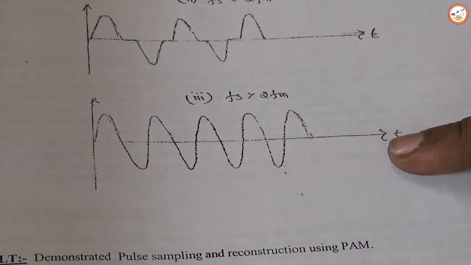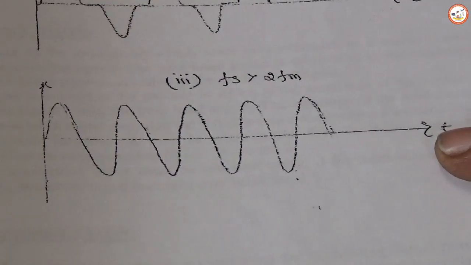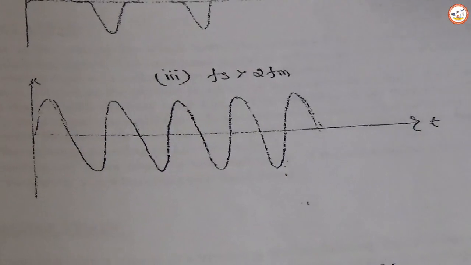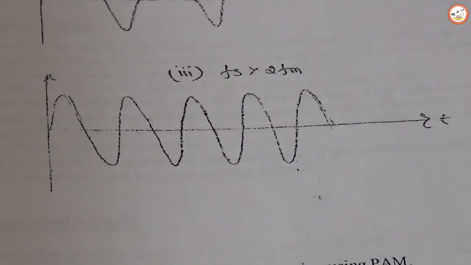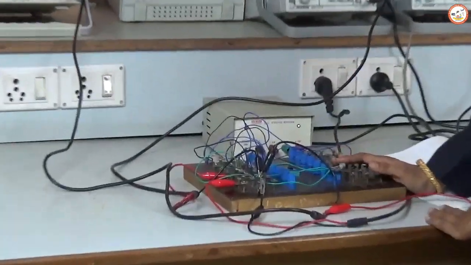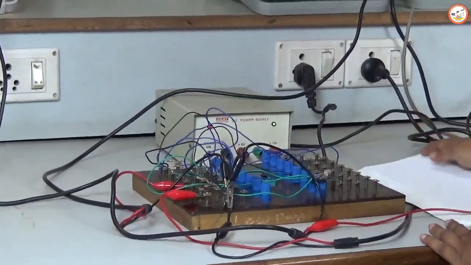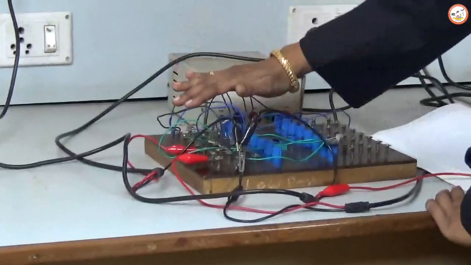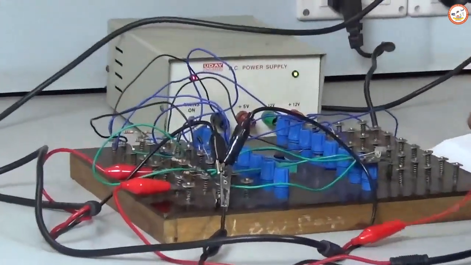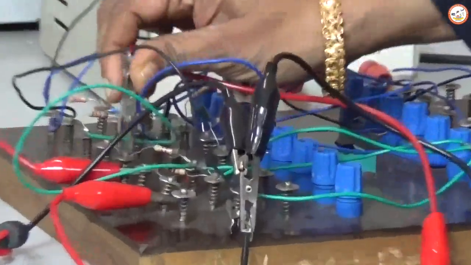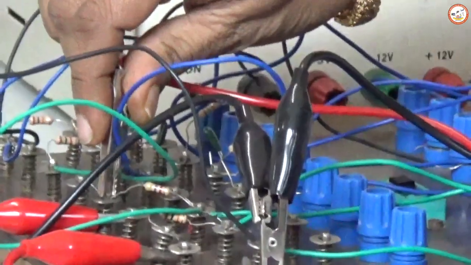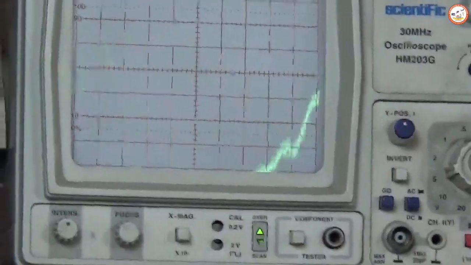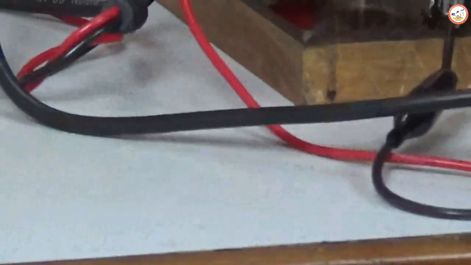For this demodulated output, we have to check the sampling equation, that is when fs is less than 2fm, greater than 2fm, as well as equal to 2fm. Next, this is the circuit diagram connection of the PAM circuit. First we have connected the modulated output as well as the demodulation circuit. We have given the input message signal as a sine wave, and next the carrier signal as a square wave.